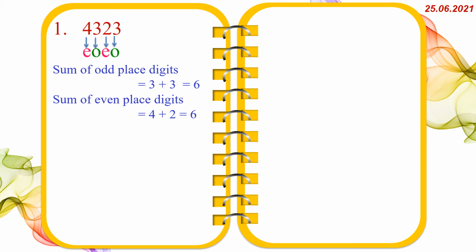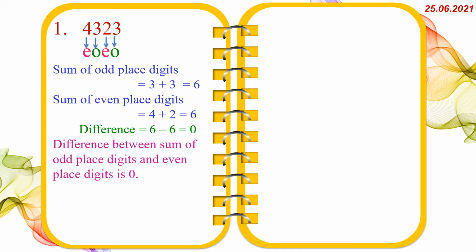Let us find the difference between the sum of the odd and even place digits. That is, the difference equals 6 minus 6 equals 0. Here, the difference between the sum of the odd place digits and even place digits is 0. Hence, 4323 is divisible by 11.